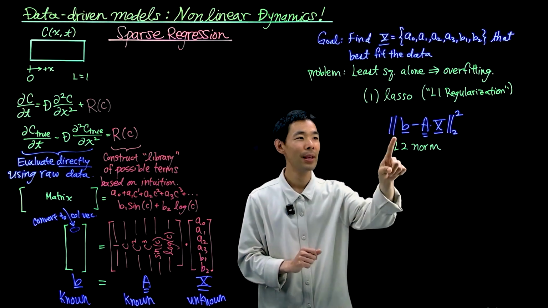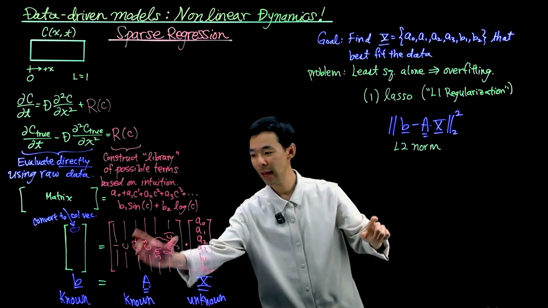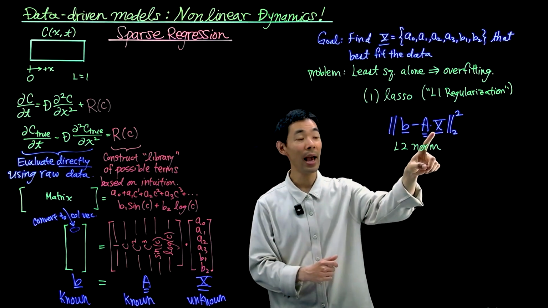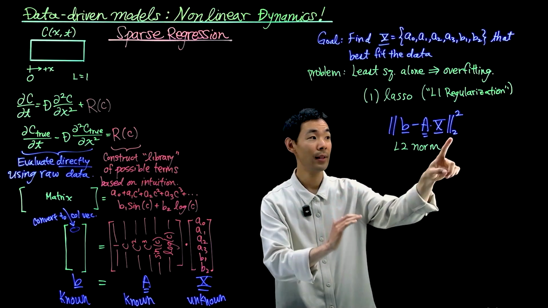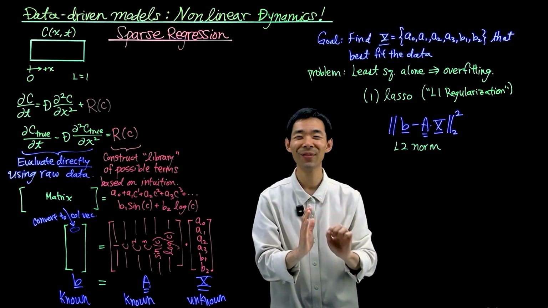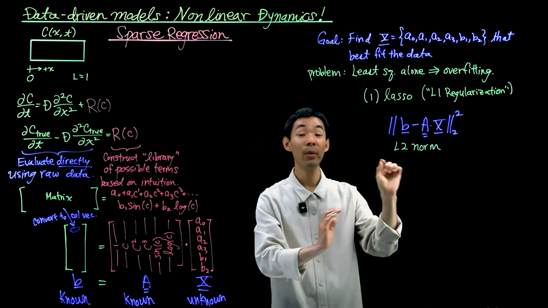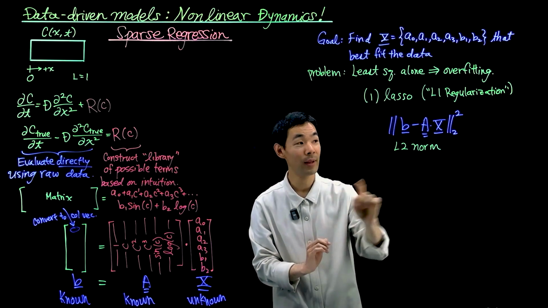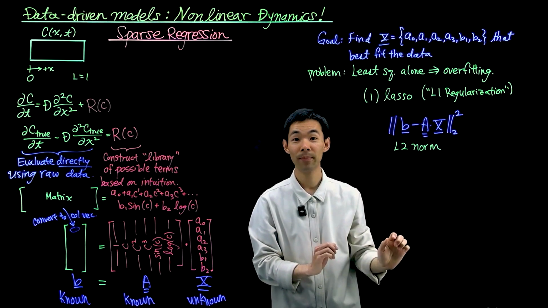What you're taking is your vector b on the left-hand side, subtracting it from the A matrix times x. You're taking the norm of that, and the subscript 2 means the 2 norm, which I'll define in a little bit, and we're taking the square. And we want to find the argument x that minimizes this norm.